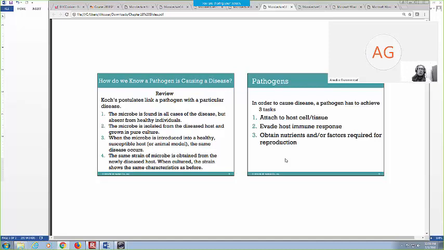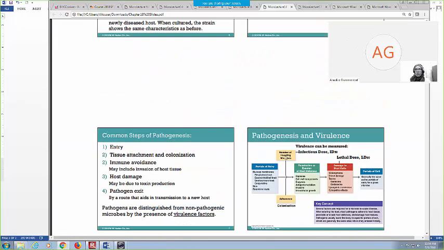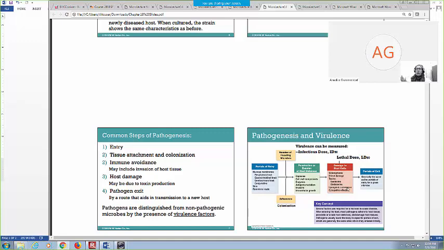infection and disease. One, it has to attach to the host cell or host tissue. Two, it has to obtain the nutrients it needs in order to colonize or reproduce. And then three, it needs to evade the immune response long enough so that it can reproduce. And so some pathogens are able to do that. Here's a nice summary of the virulence factors that make a pathogen different from a harmless type of bacteria that won't be able to cause disease.